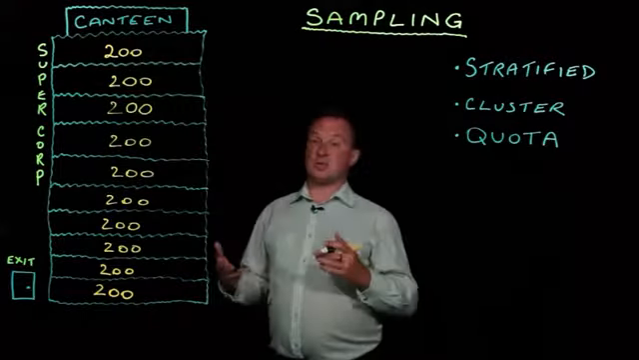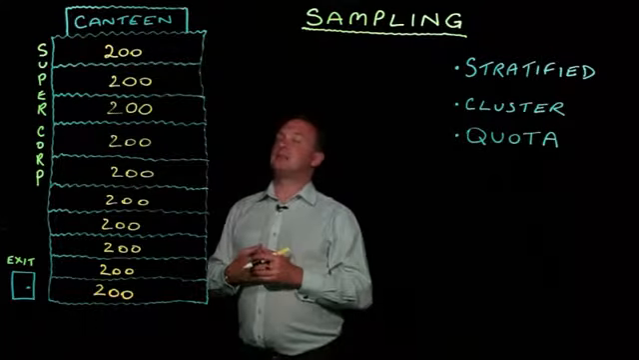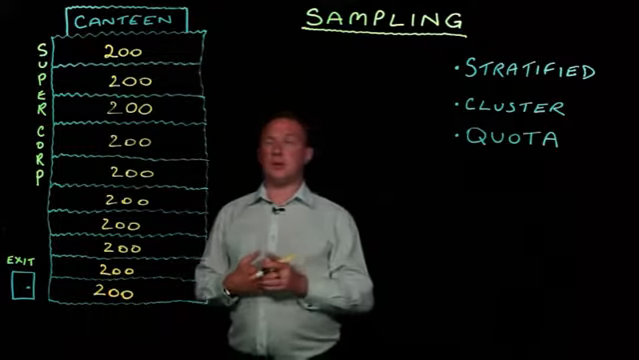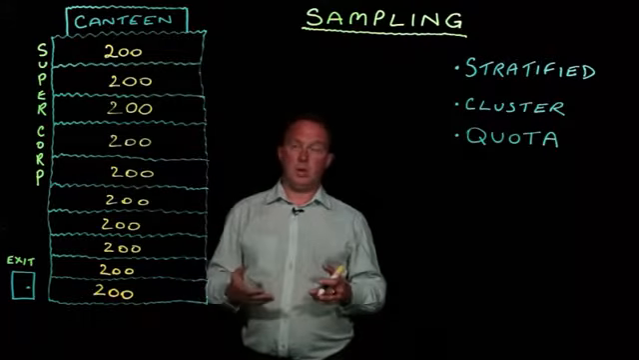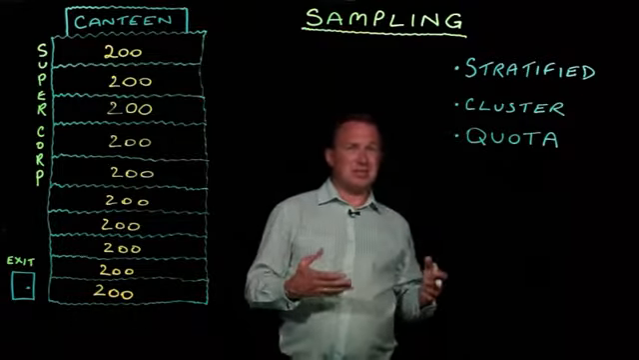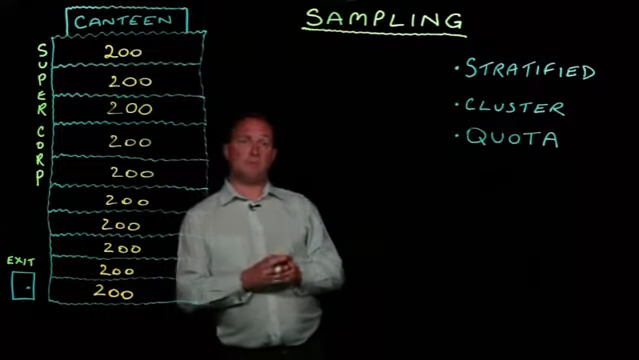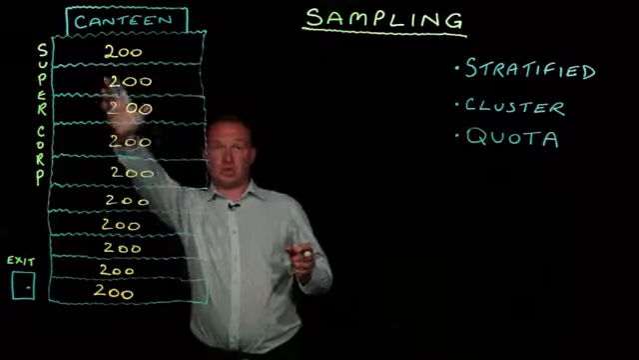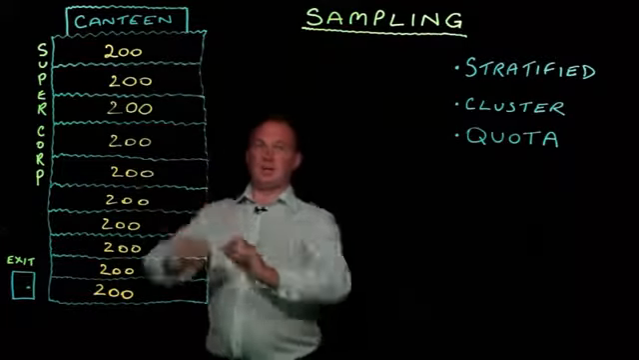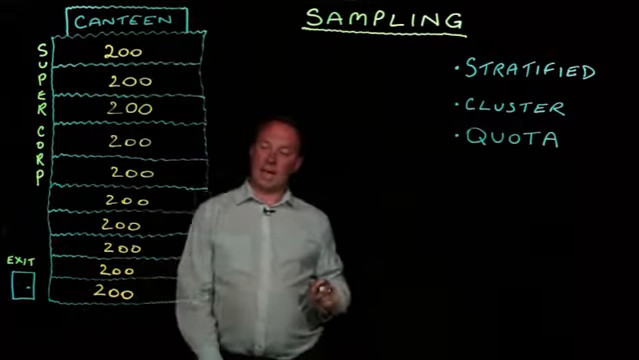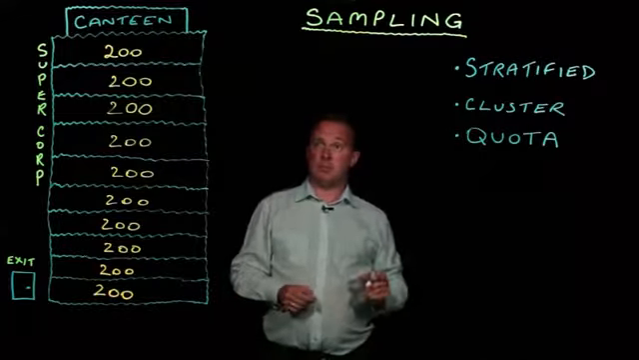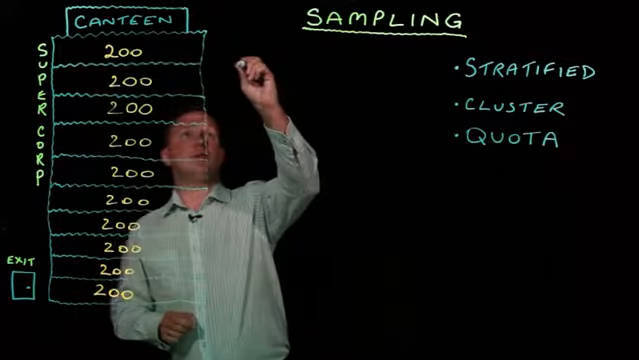So we're looking at sampling now, and sampling is used when you want to find the opinion perhaps of a group of people and you don't necessarily want to have to ask every single one of them. Now this scenario that we've come up with here is a company called Supercorp. They've got a big flash high-rise building, and on each of its 10 floors they've got 200 people. So in total they've got 2,000 employees.